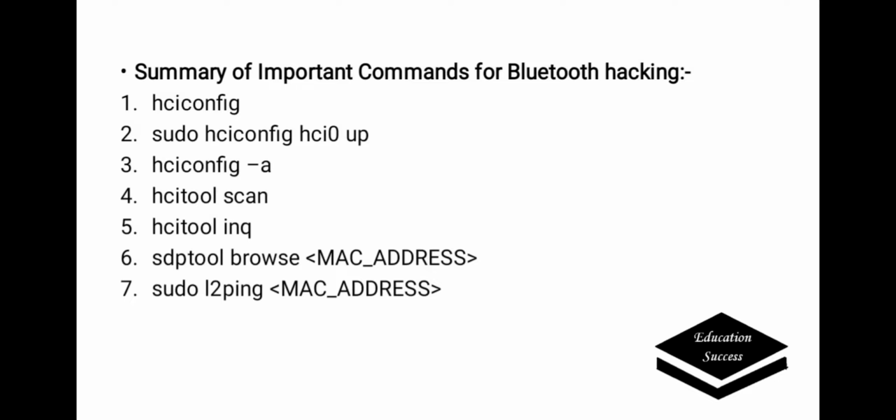So this is the summary of the commands. To know the Bluetooth adapter status, we use the command hciconfig. To check the nearby MAC addresses and names of the devices, we use the command hcitool scan. To know the device class types, we write the command hcitool inq. To know the clock offset, again we use the same command hcitool inq. To know the available services of the Bluetooth device, we use the command sdptool browse. To know whether the device is reachable or discoverable, we use the command l2ping with the MAC address of the Bluetooth device.